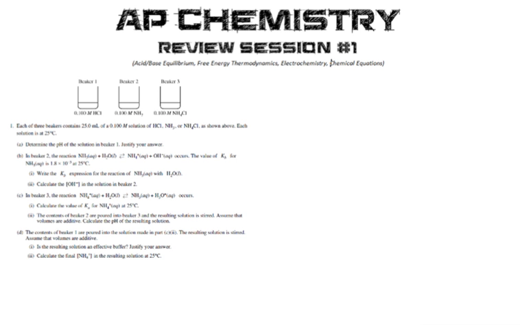All right, so you have 3 beakers above, beaker 1, beaker 2, beaker 3. It says each of 3 beakers contains 25 mL of a 0.1 molar solution of HCl, NH3, or NH4Cl as shown above. Each solution is at 25 degrees. A, determine the pH of the solution in beaker 1. So, what are you going to do in general? What's the idea?